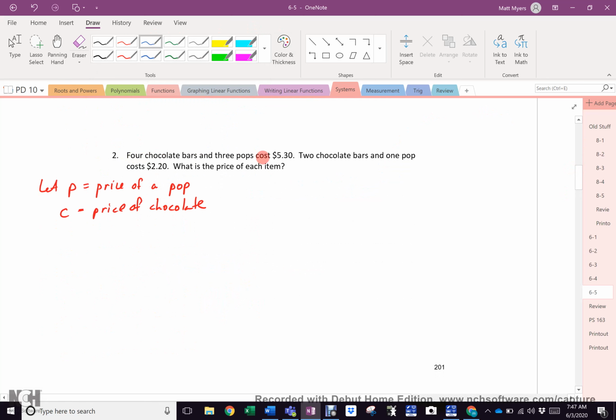4 chocolate bars and 3 pops is 530. 4 chocolate bars, 4 C's, 4 times C, plus 3 pops equals 530. 2 chocolate bars, 2C, and 1 pop equals 220.